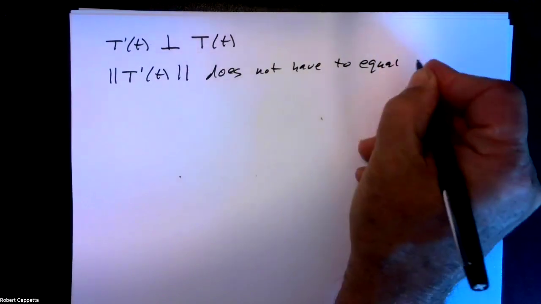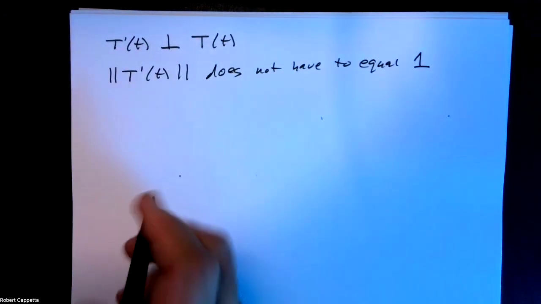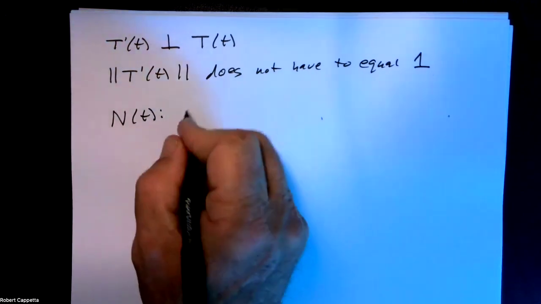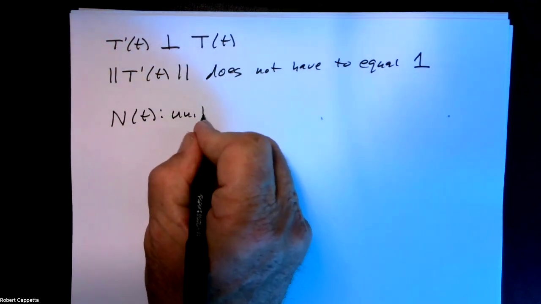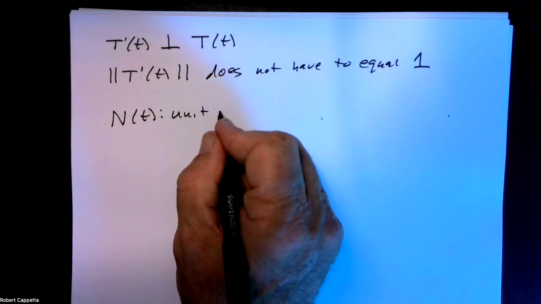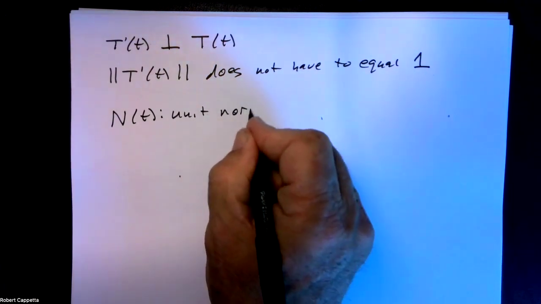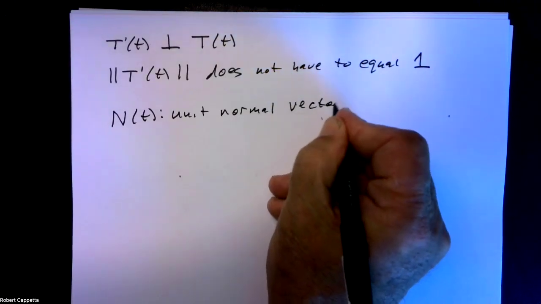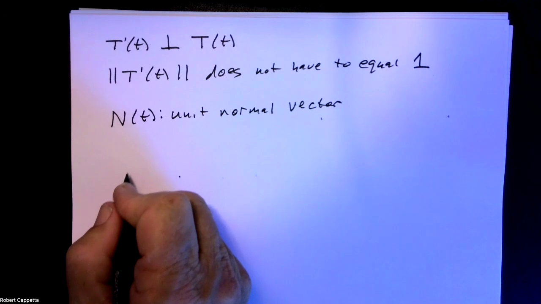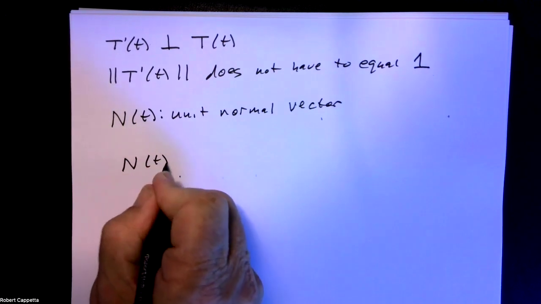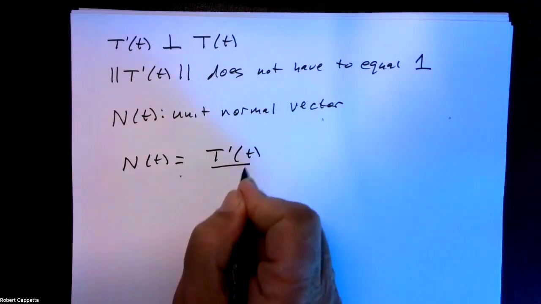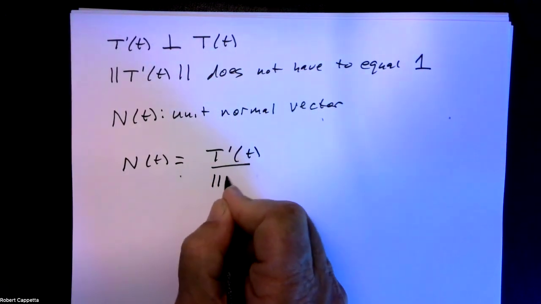But we want the unit normal vector. So how are we going to define the unit normal vector? N of t is going to be called the unit normal vector. It is orthogonal to the curve. It is perpendicular to T of t. And the unit normal vector simply will be T prime of t divided by the magnitude of T prime of t.